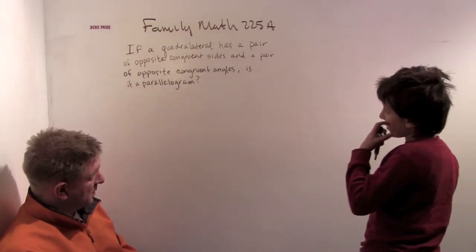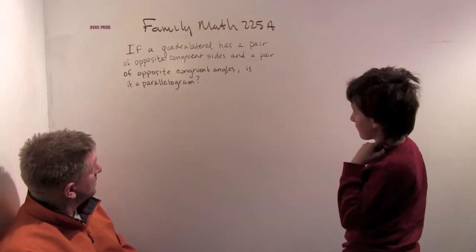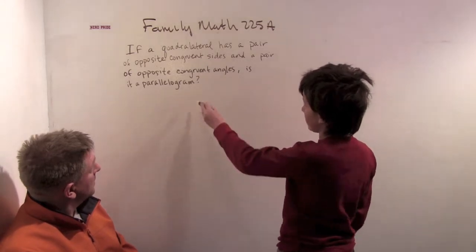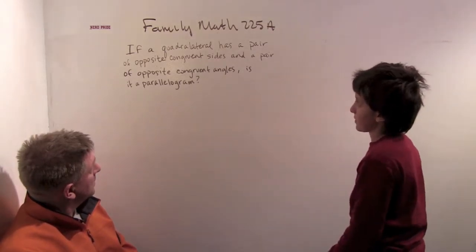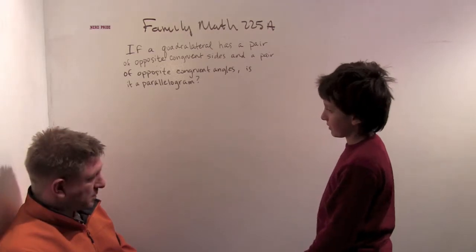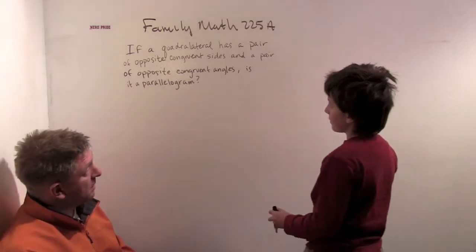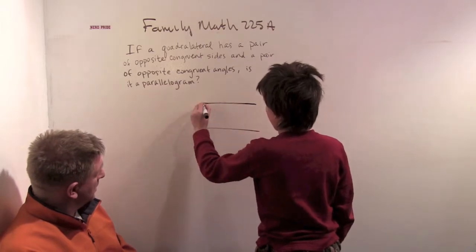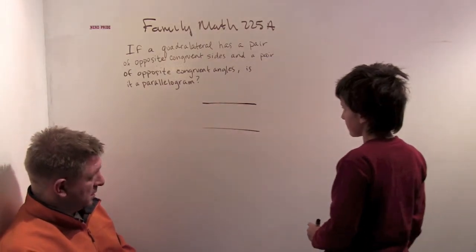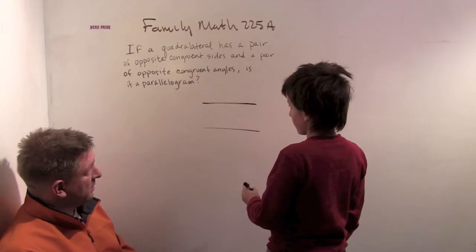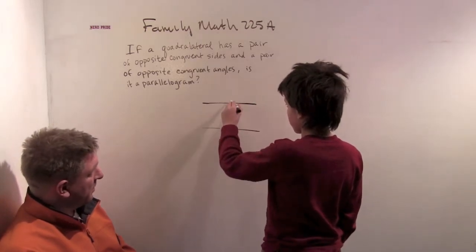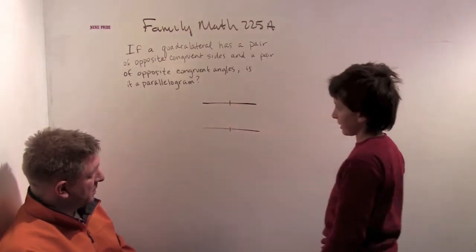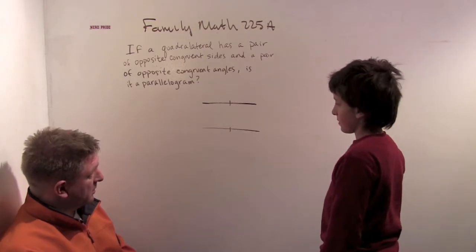Well, I know this works in reverse. If it's a parallelogram, then it has a pair of opposite congruent sides and a pair of opposite congruent angles. That's true, yeah. So we have a pair of opposite congruent sides. What does that mean, by the way? The sides have the same length. They have the same length, okay.